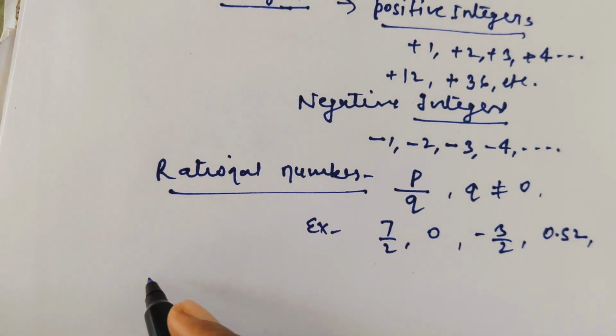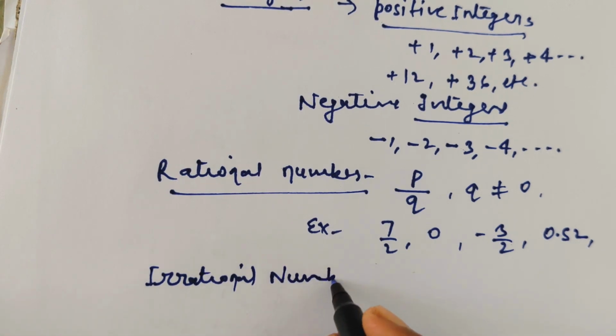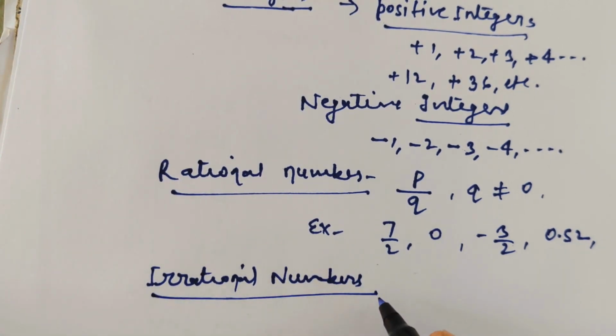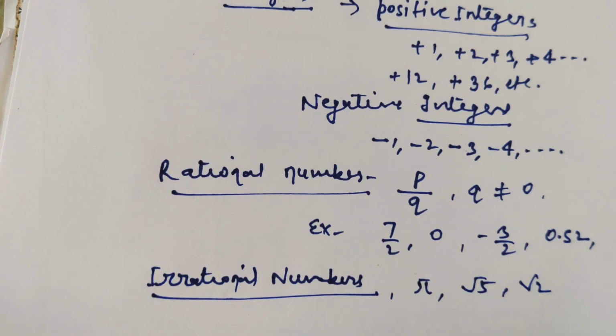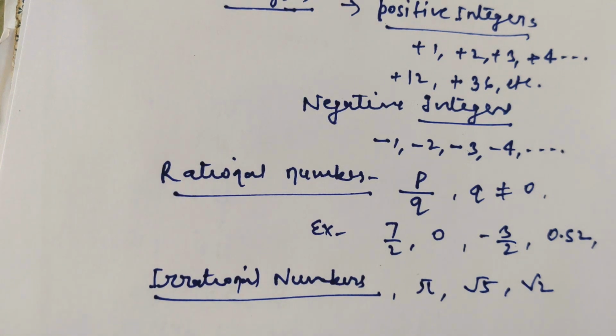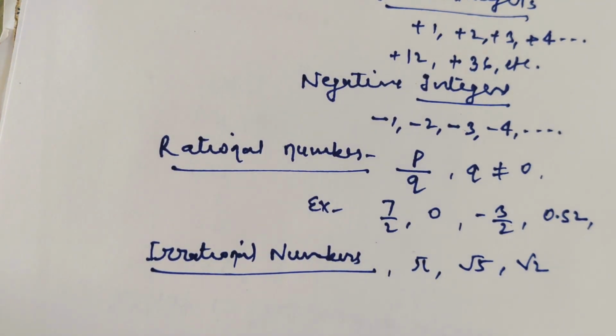And the second thing, the irrational number. So what is an irrational number? Like pi, root 5, root 2. The number whose complete value cannot be expressed, or which has no terminating form, is called an irrational number, because it cannot be written in P by Q format. This second type of number must be kept in the irrational numbers.